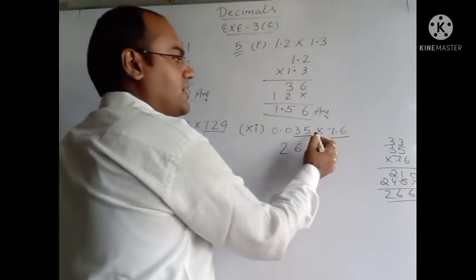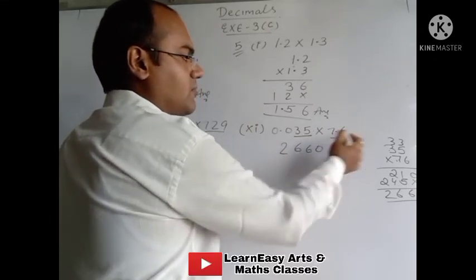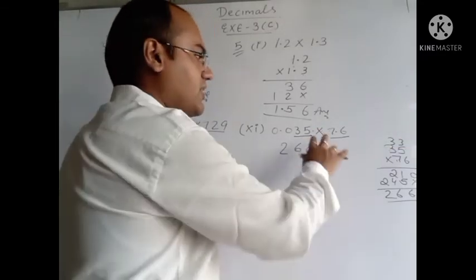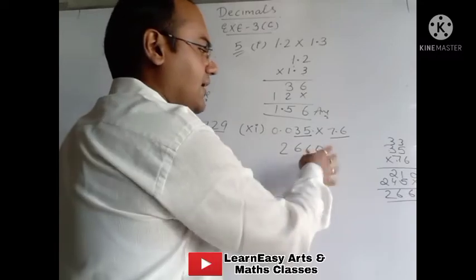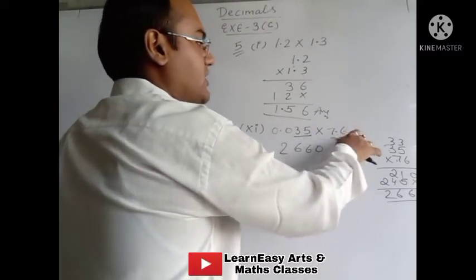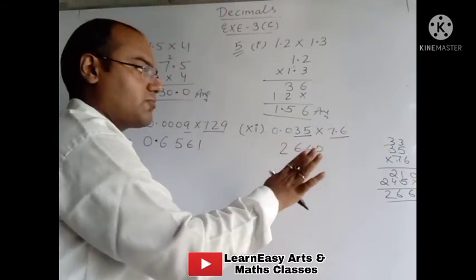On the right side of the number, here you will observe no zero is there. Here also no zero is there. If zeros are at the end, then in the answer also we will directly add the zeros. But here on the right side of the numbers, no zero is there, so we will not put any zero.